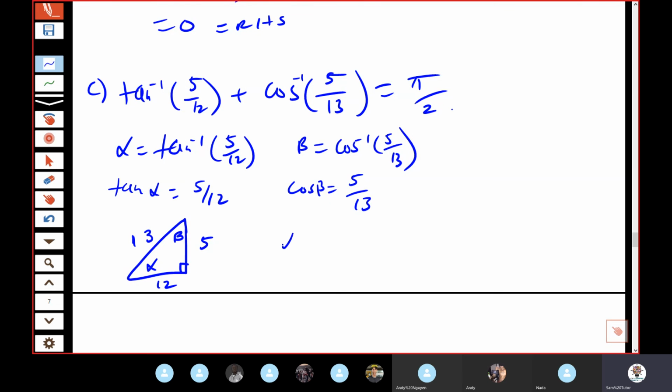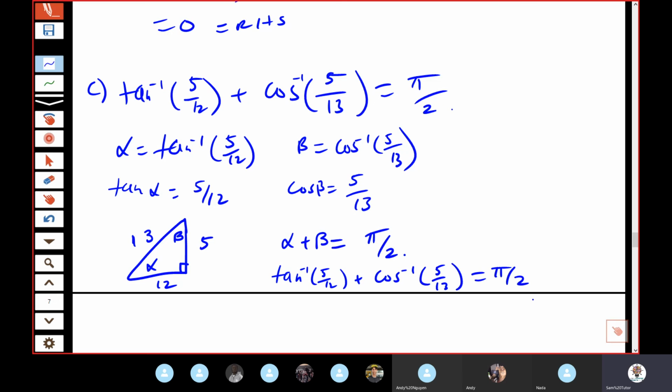And what are you going to conclude with alpha plus beta? What must it equal to? Pi over 2, 90 degrees, because of the angle sum of a triangle. And what is alpha equal to? Inverse tan 5 on 12. Beta is inverse cos 5 on 13. You're done. That's probably the one you'll get more than any of the other ones we've done.